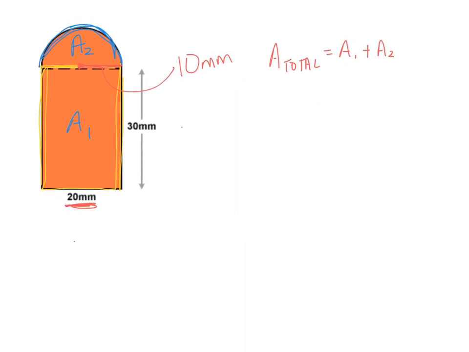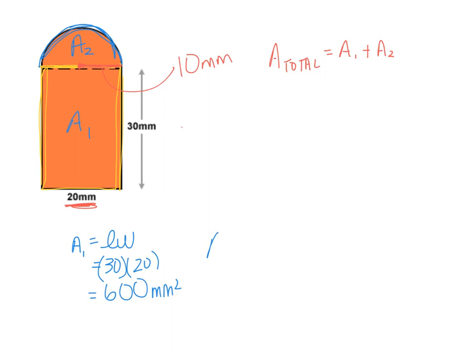I'll do A1 here. A1 equals length times width. Why is it length times width? Because it's a rectangle. Some people did length times width for every single shape, but length times width is the formula only for the rectangle. And I can substitute my values now, 30 for the length times 20 for the width, and that gives me an answer of 600 millimeters squared.